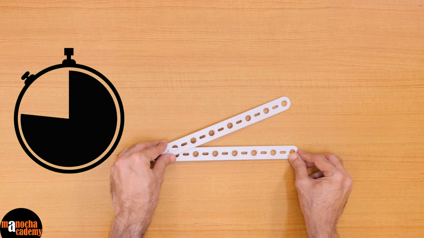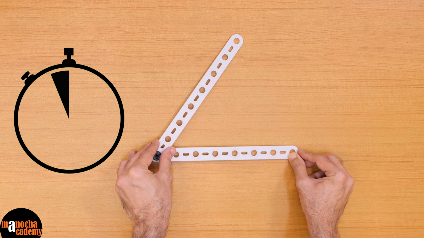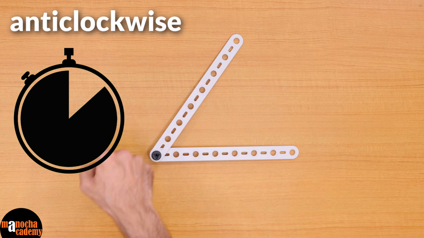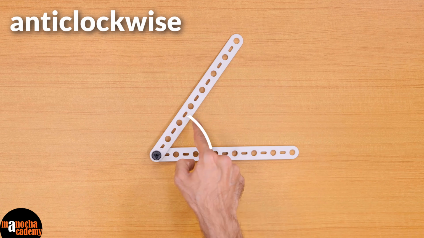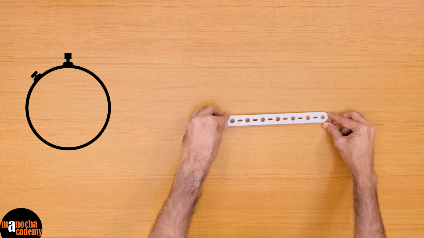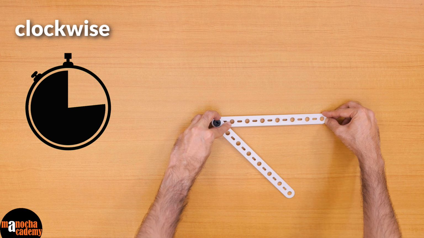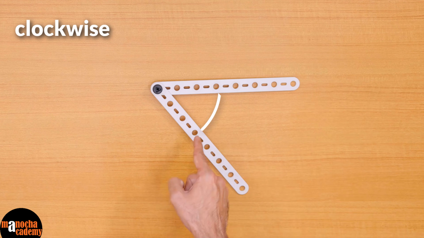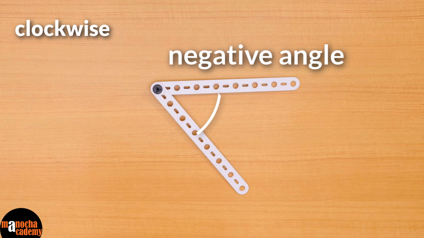Now let's talk about clockwise and anti-clockwise rotation. From the initial side, if I rotate the angle in an anti-clockwise way like this, then the angle formed is positive and we can denote it as theta. But rotation can be done like this in a clockwise manner as well. Then the angle formed is negative and we can denote it as minus theta.